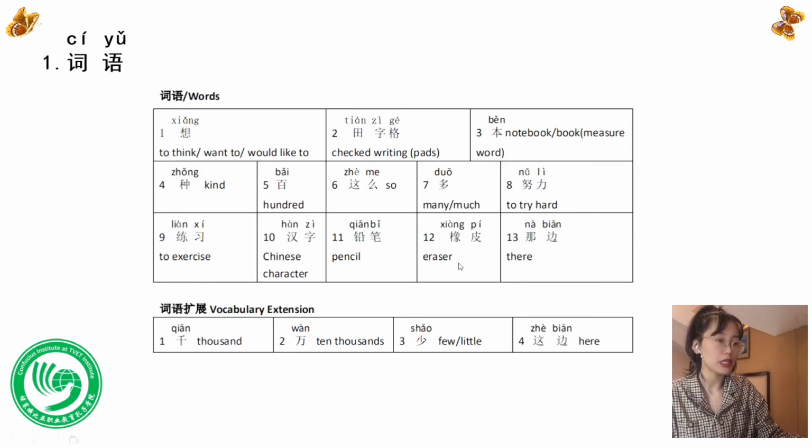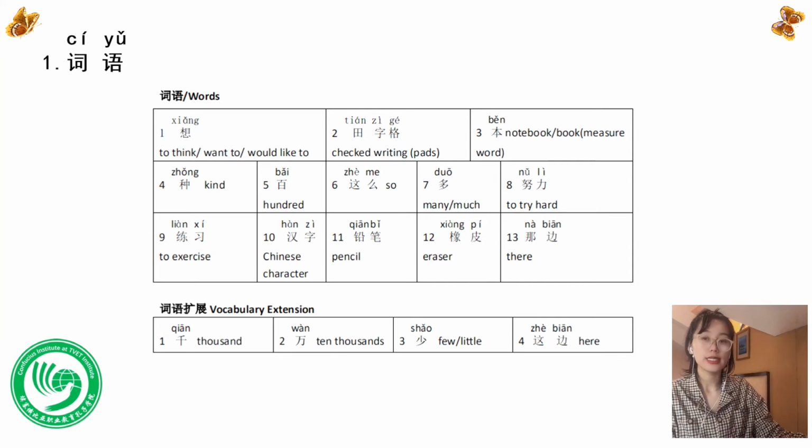And we'll come back to the words. The 12th, 橡皮. 橡皮 means eraser. And the number 13, 那边. 那边, it means there. For example, you could say my Chinese teacher is there. 我的汉语老师在那边. Okay, 那边. My Chinese teacher is there. Okay, and here we see the vocabulary extension.